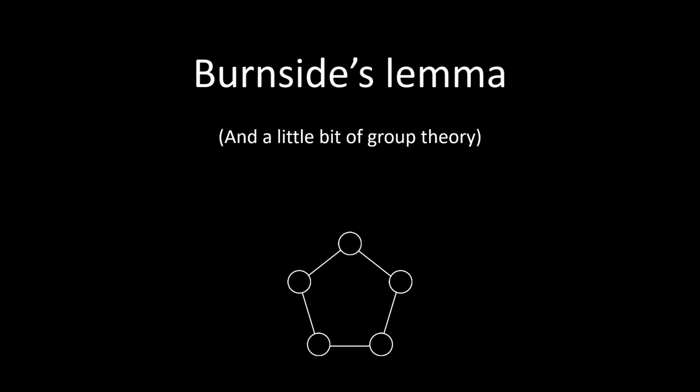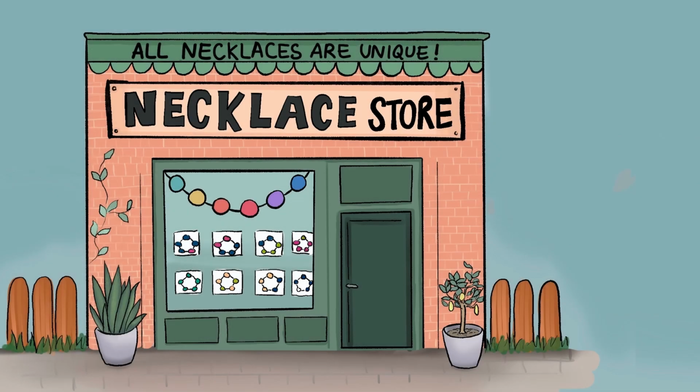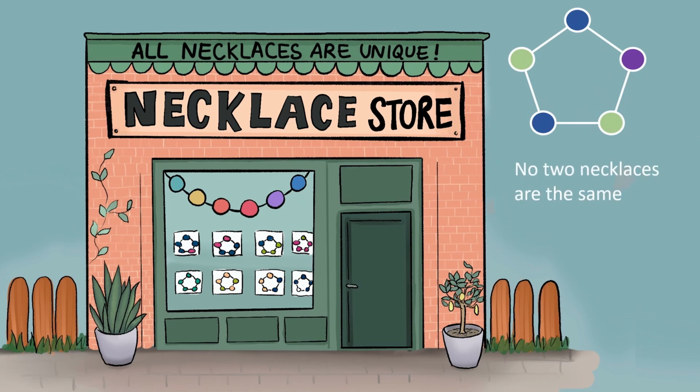Before looking at group theory, let's take a trip to the local necklace store. This store only sells necklaces that consist of 5 beads, and what makes this shop unique is that no 2 necklaces sold are the same. Furthermore, this shop has a container with lots of beads. In total, there are n different colors a bead can have.